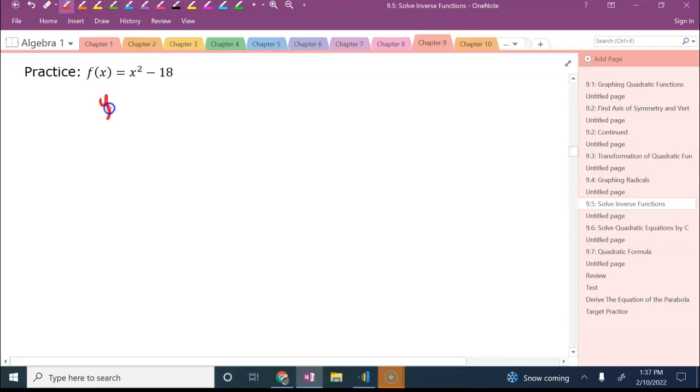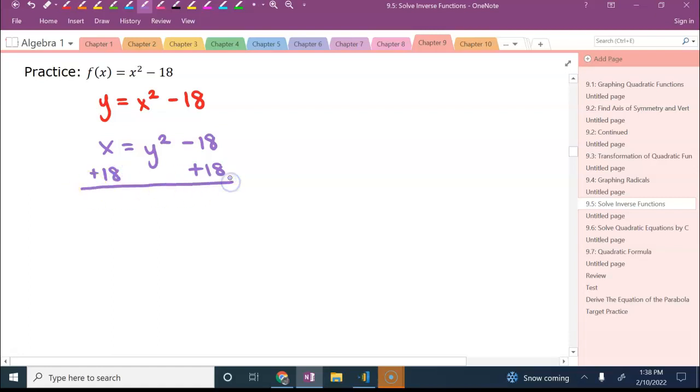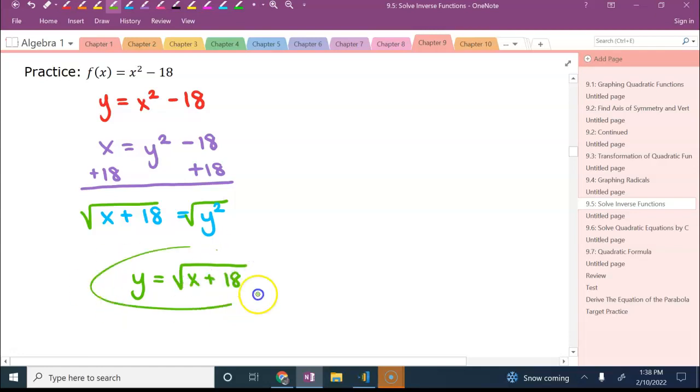I would have started by taking y equals x squared minus 18. Now I'm going to switch my x and my y. To solve for y, I'm going to add 18. So now it says x plus 18 equals y squared. And to get rid of that squared, I need to square root both sides. So I should have been left with y equals the square root of x plus 18 for my inverse.